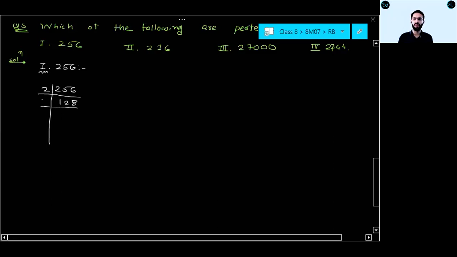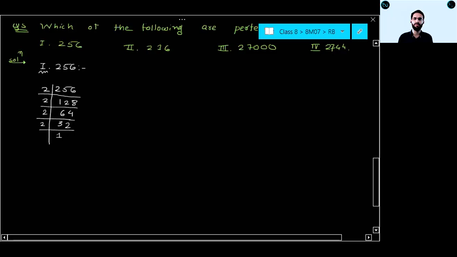Again by 2, sir. 2 sixes are 12, 2 fours are 8. Next. Again by 2. 2 threes are 6, 2s are 2. Next. Sir, we can divide again by 2.